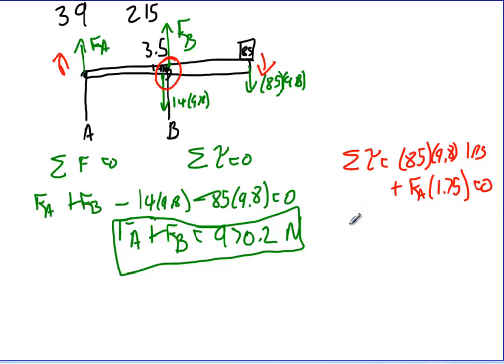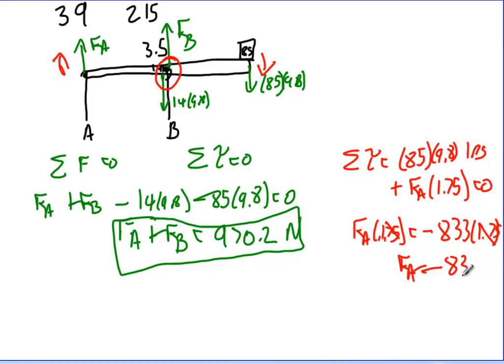So now I have 85 times 9.8 times 1.75 equals negative FA times 1.75, or FA times 1.75 equals negative, let's see, 9.8 times 85, 833 times 1.75. Since both of them are multiplied by 1.75, that goes away, and I have FA equals negative 833. What that means is FA is actually down, not up, because it has to balance this thing's torque. So FA equals 833 newtons down.